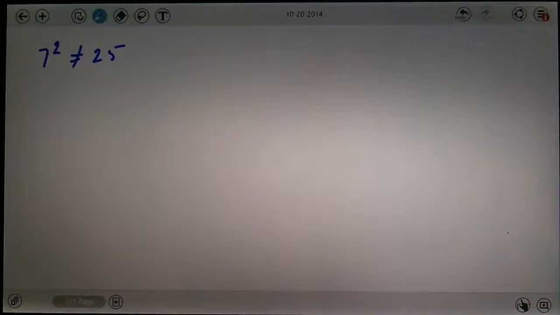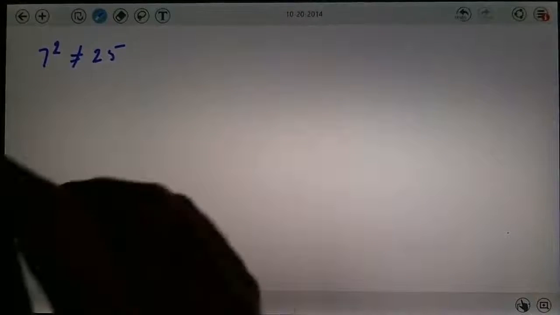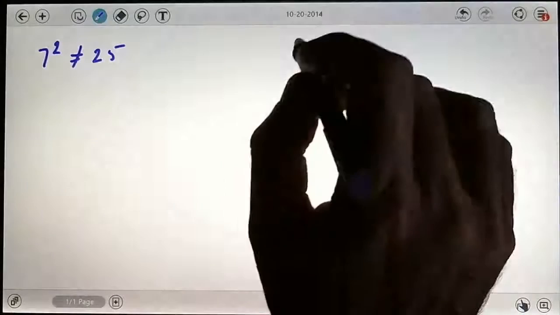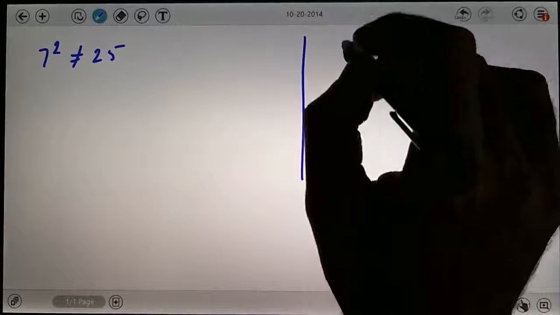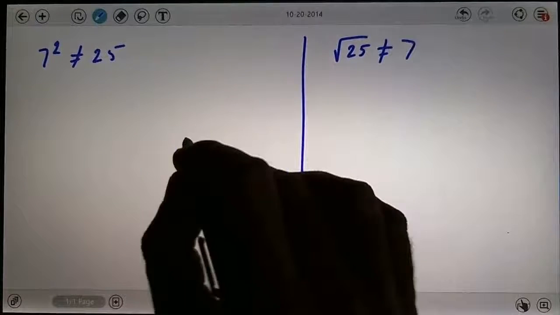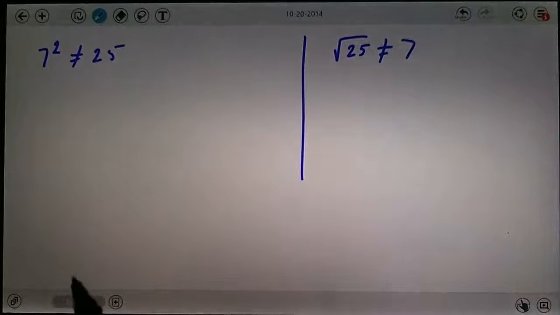7 squared is not equal to 25. Why would I even say this? Well, I see students do this all the time. I have two statements. One is 7 squared is not equal to 25, and sometimes I write it this way: the square root of 25 is not equal to 7. I'll look at both of these things and see where it comes up.